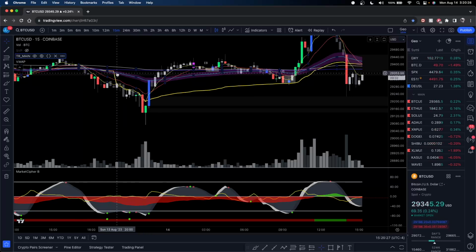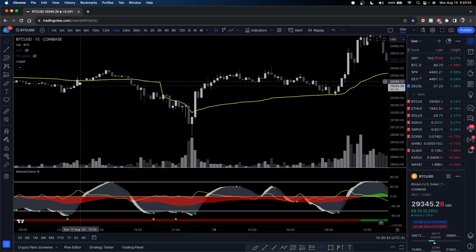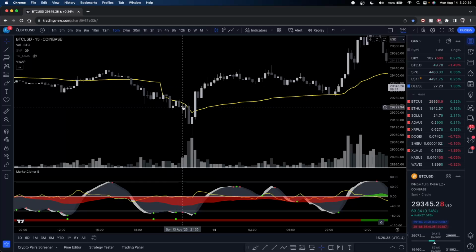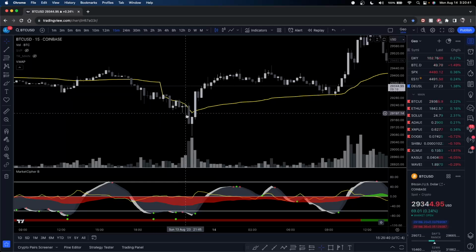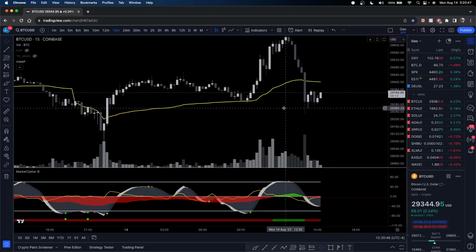Here we have, look at this, price is exactly glued to the VWAP. Let me get rid of the TR main. Price is glued, it's very reactive to the VWAP. Look, just absolutely glued to it. And then as soon as we finally get a clean break, that's when the move continues higher. We get the retest and we continued upwards, okay?